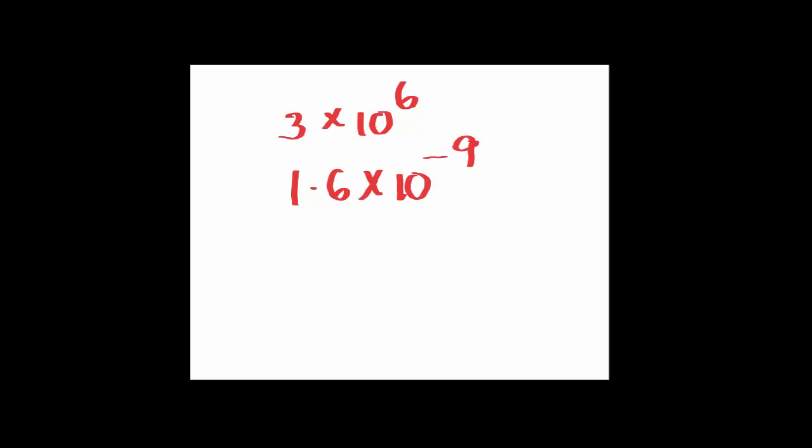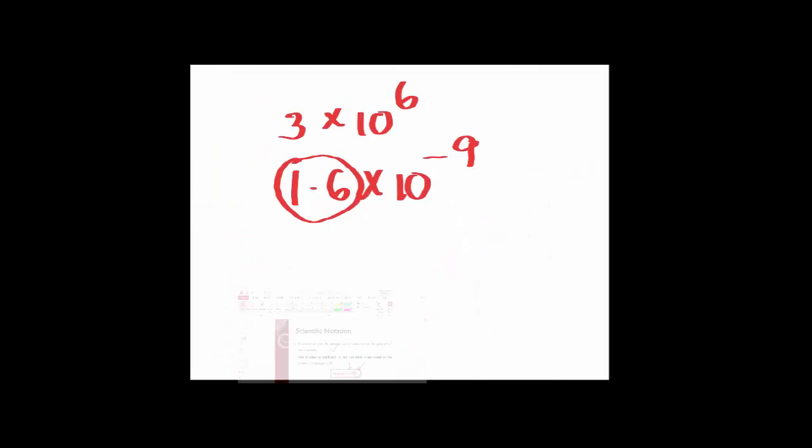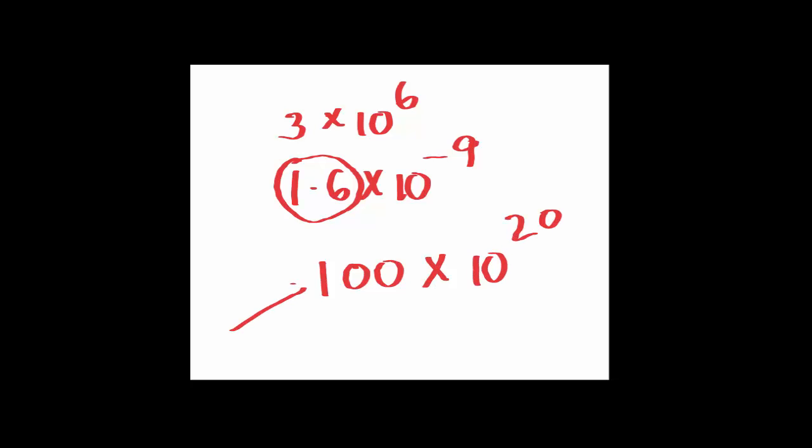So it is nothing but a coefficient. That coefficient could be any number, but it must be greater than or equal to 1, and it must be less than 10. That is the proper way of expressing it. For example, this is not a proper way of expressing a number in scientific notation because the coefficient here is greater than 10. So this is not a correct way of expressing scientific notation.